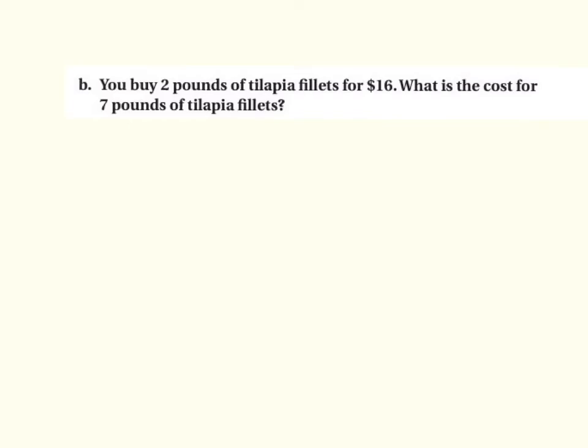For example 3B, it says you buy 2 pounds of tilapia fillets for $16, and they want to know what is the cost for 7 pounds of tilapia fillets. And for this one, instead of using equivalent rates tables, we're going to use a double number line. You'll notice that when you get used to this, if you can split something up into easy fractions, a double number line works pretty well. So we're going to start by making that double number line.